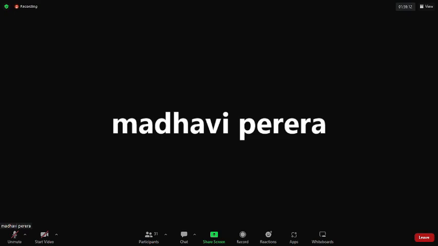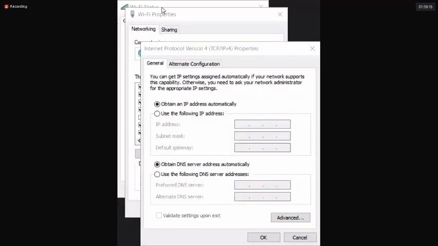Right. So here you cannot see the IP address because now these IP addresses are taken dynamically. That means we are not going to set it and it will be sent by the router, I mean the network itself. But if you see here, right, can you see this TCP/IP version 4 properties window?